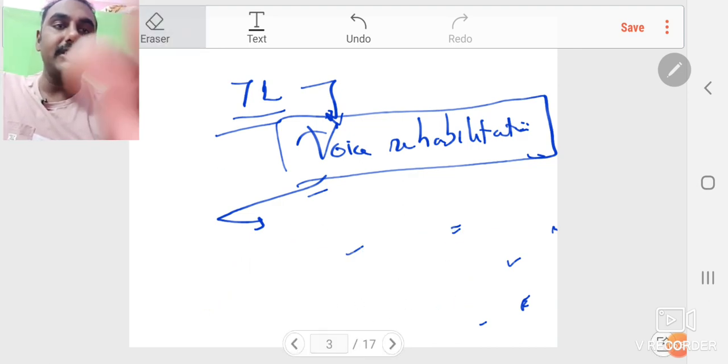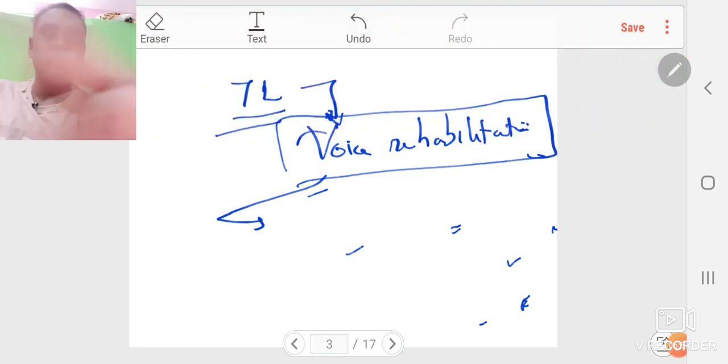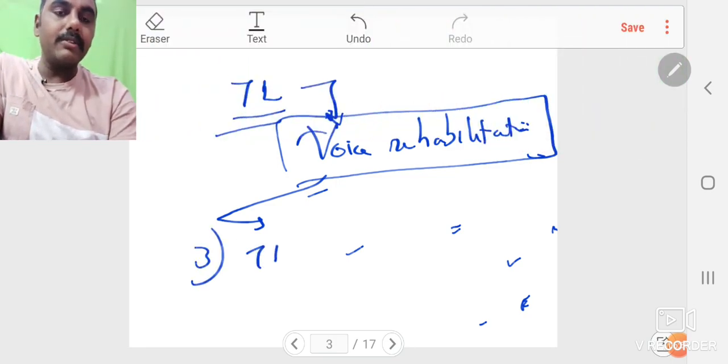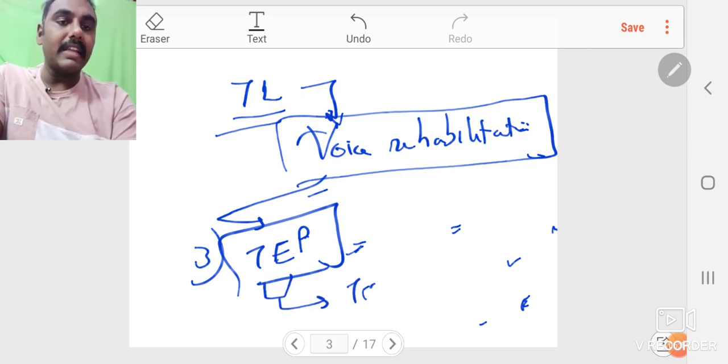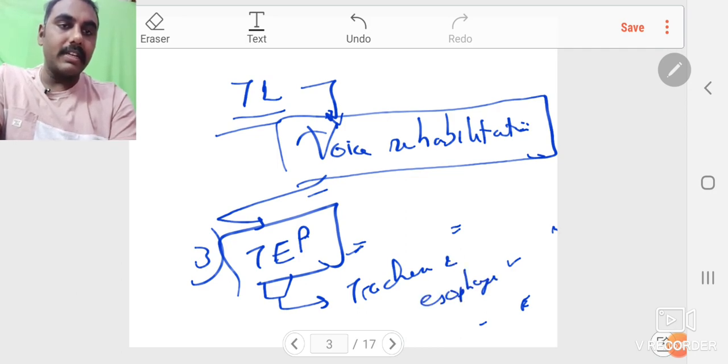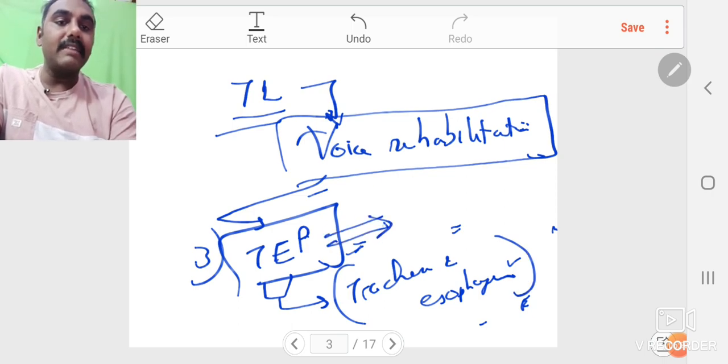And then the next method is tracheoesophageal prosthesis, TEP. As the name indicates, following total laryngectomy, we are again creating a fistula between the trachea and the esophagus, and this fistula is being connected with a prosthesis.